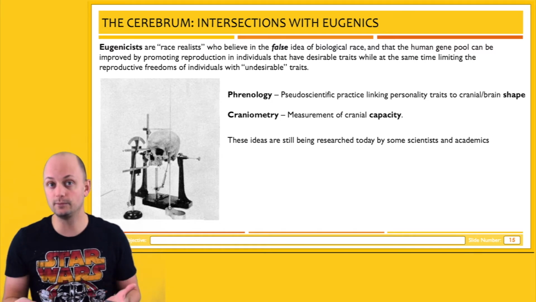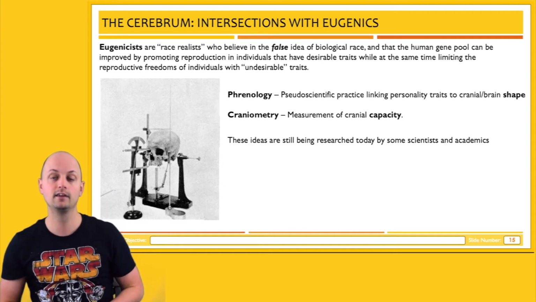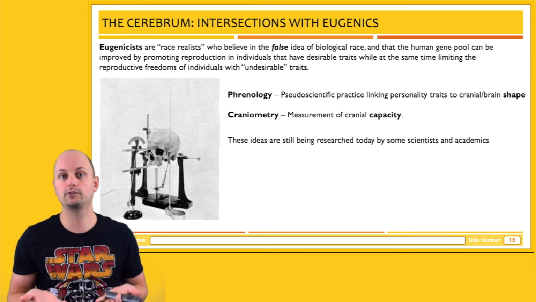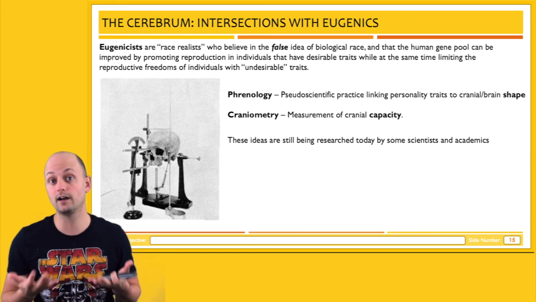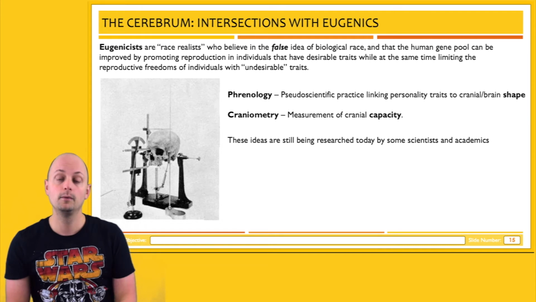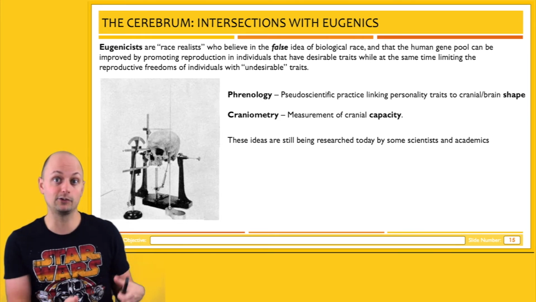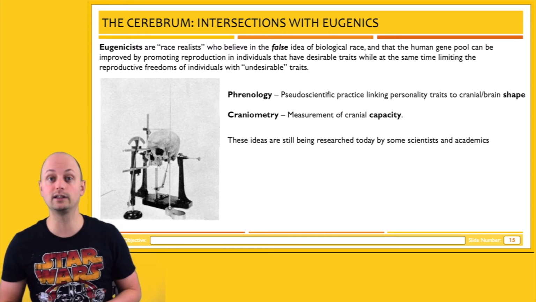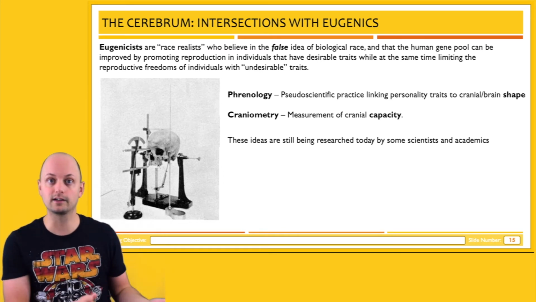They think that the human gene pool can be improved by promoting reproduction in individuals that have desirable traits and limiting the reproductive freedoms of individuals that have undesirable traits. Now, these restrictions on reproductive freedom have often disproportionately targeted people with disabilities and non-white people throughout history. But as it became less socially acceptable for people to be openly bigoted or racist or ableist, they often tried to use science to justify their prejudices, including phrenology, which tries to link personality traits to brain size and brain architecture.